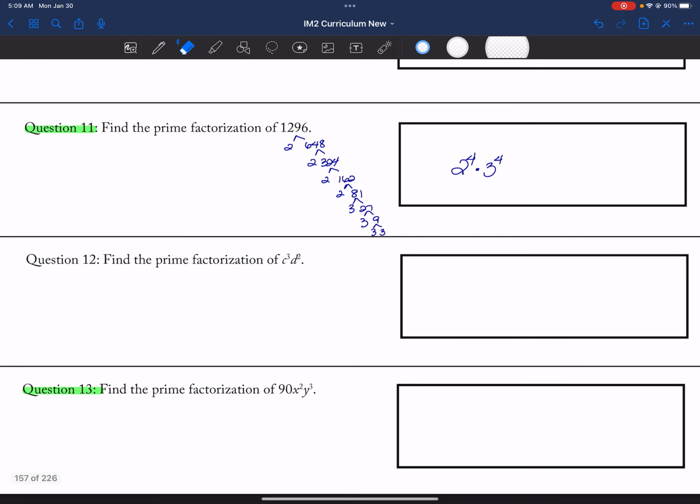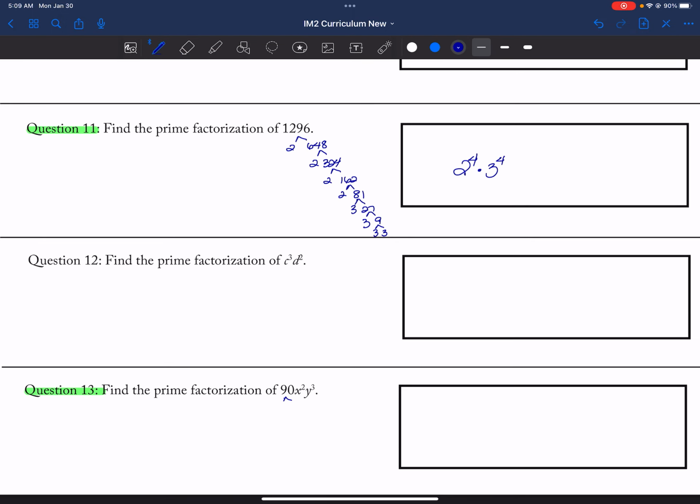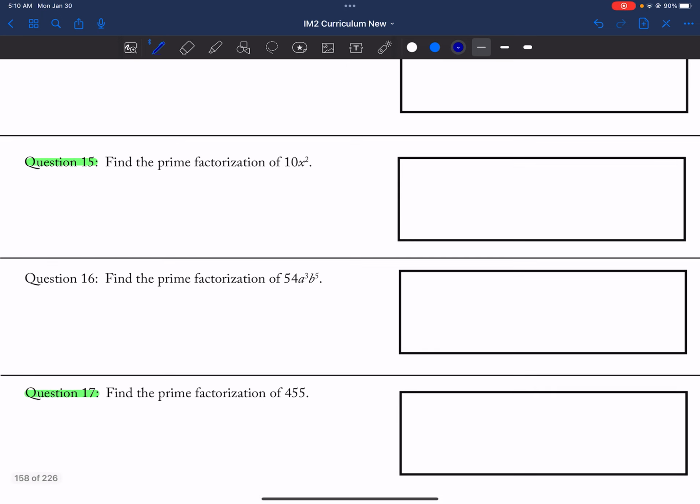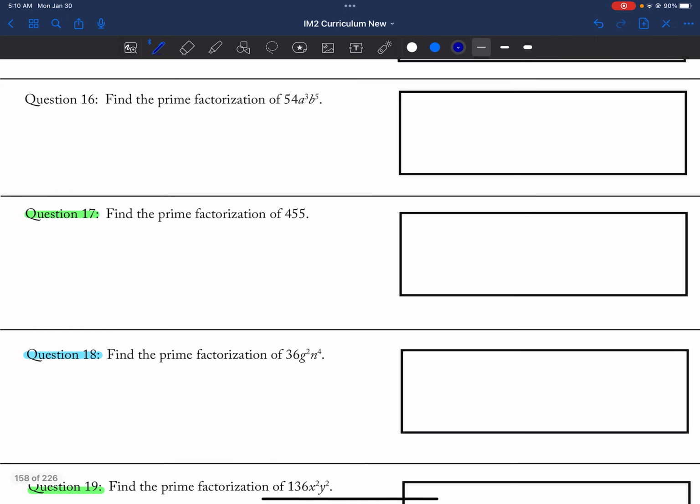Okay, 90. So 90 is 2 and 45, 5 and 9, 3 and 3. So this is 2 times 3 times 5 times x times x times y times y times y. 10x is 2 times 5 times x. 455, that's divisible by 5, so that's 91.